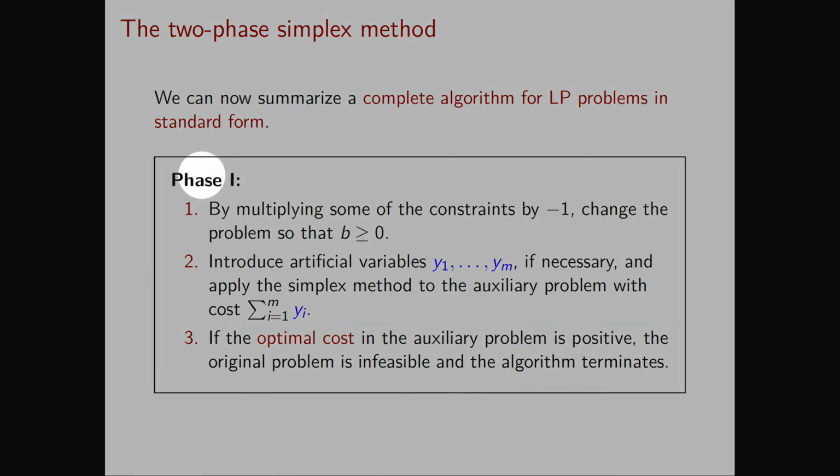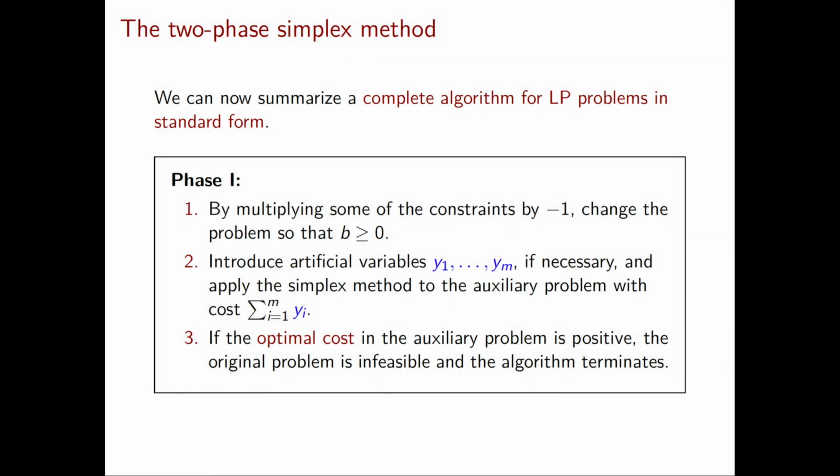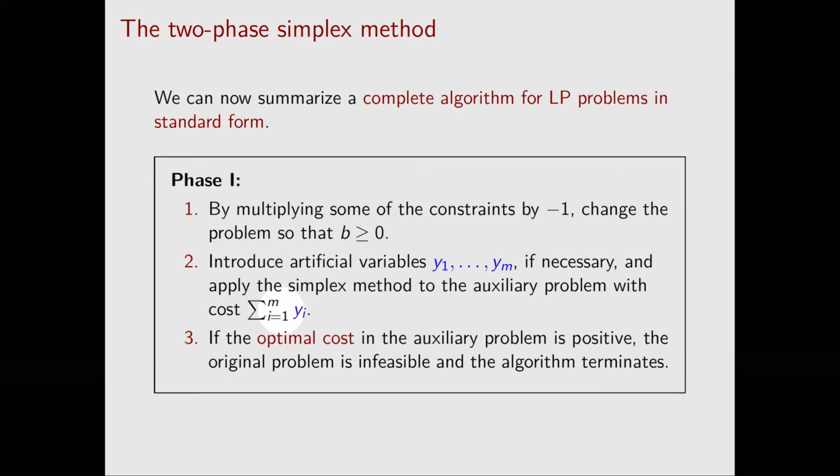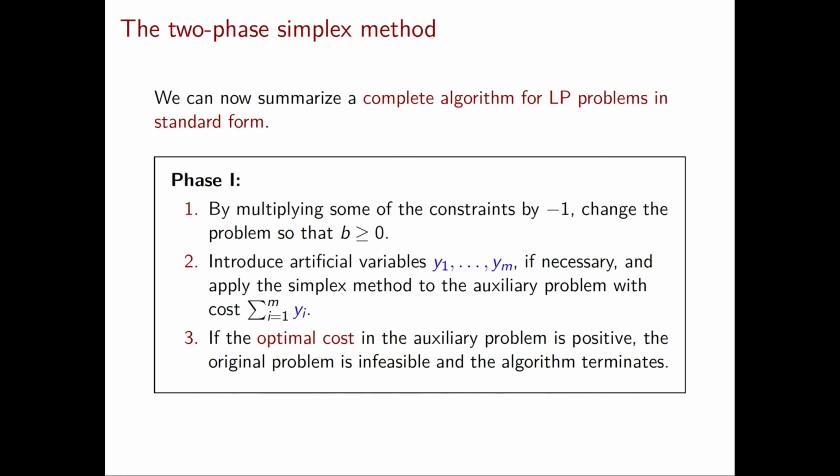So let's recap our two-phase simplex method. First, we discuss phase 1. We start by multiplying some of the constraints by -1 in order to obtain a right-hand side that is greater than or equal to 0. Next, we introduce artificial variables y1 until ym, if necessary, because we know that in some cases we can avoid introducing some of them. Then we apply the simplex method to the auxiliary problem where the cost is the sum of all the artificial variables. Now there are two possible outcomes. If the optimal cost in the auxiliary problem is positive, then the original problem is infeasible and the algorithm terminates.